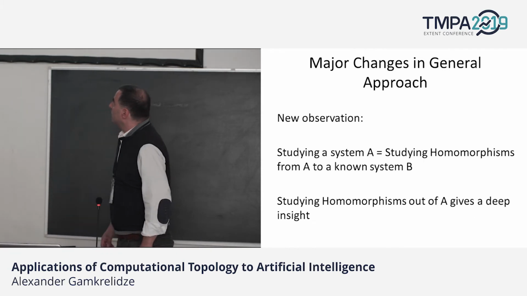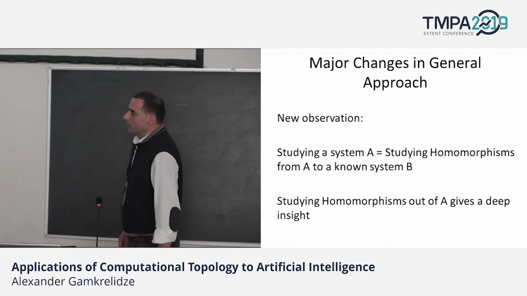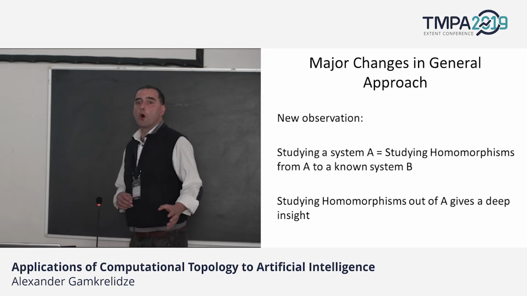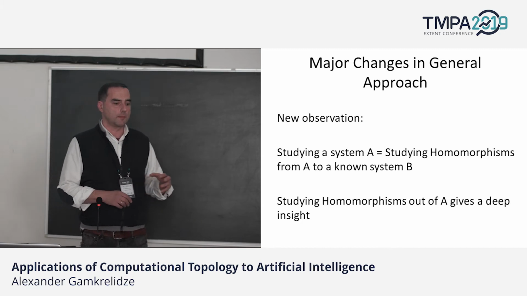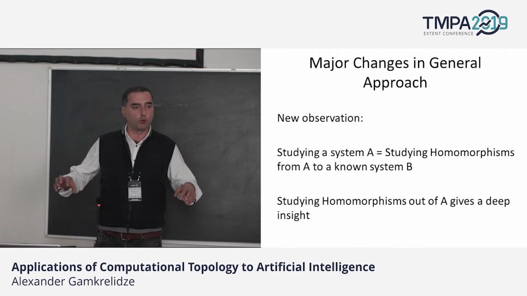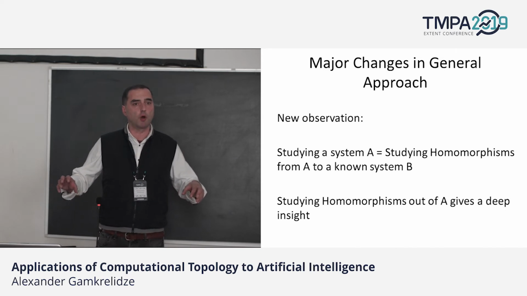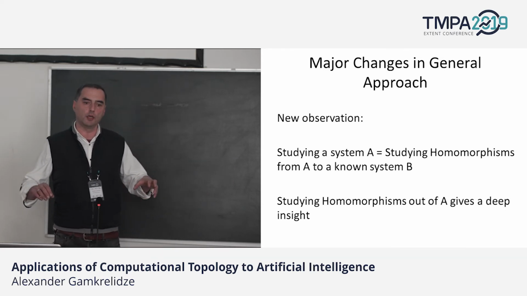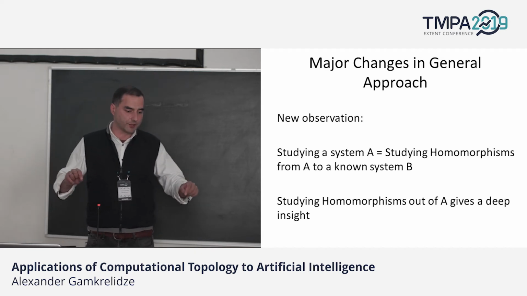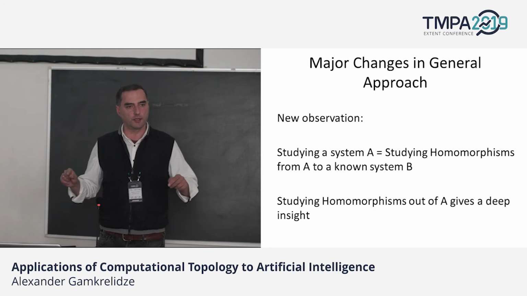Well, since the 20th century, a very important observation was made: studying a system is the same as studying some homomorphisms. That means some functions or mappings from this object to a known object. Homomorphism means that we have a similar operation in the second object, and the results are also mapped into one another.